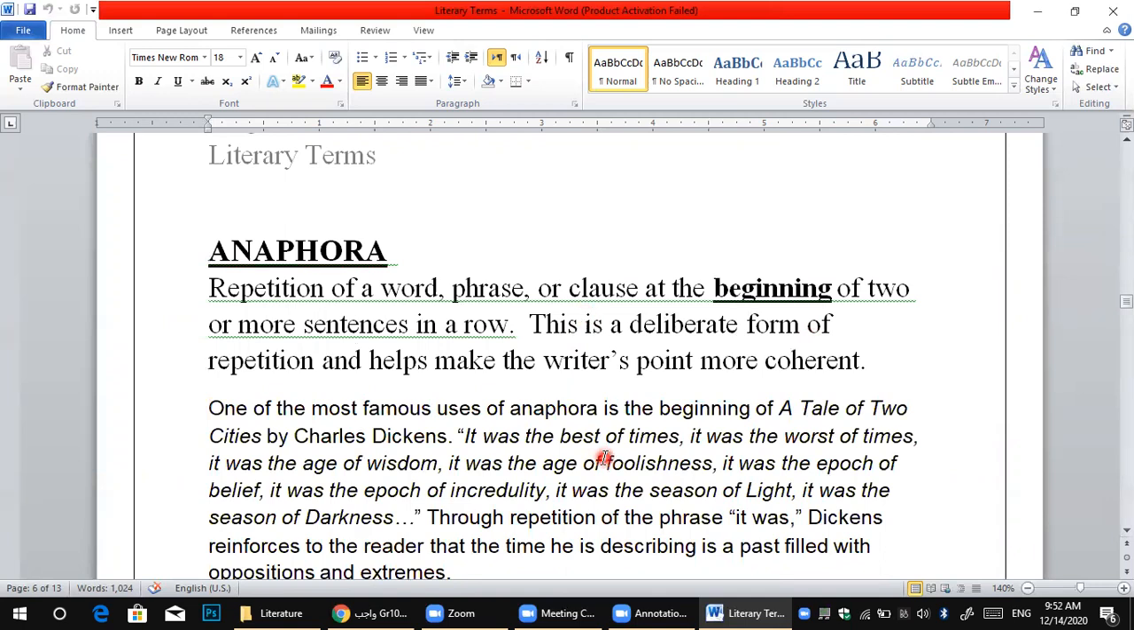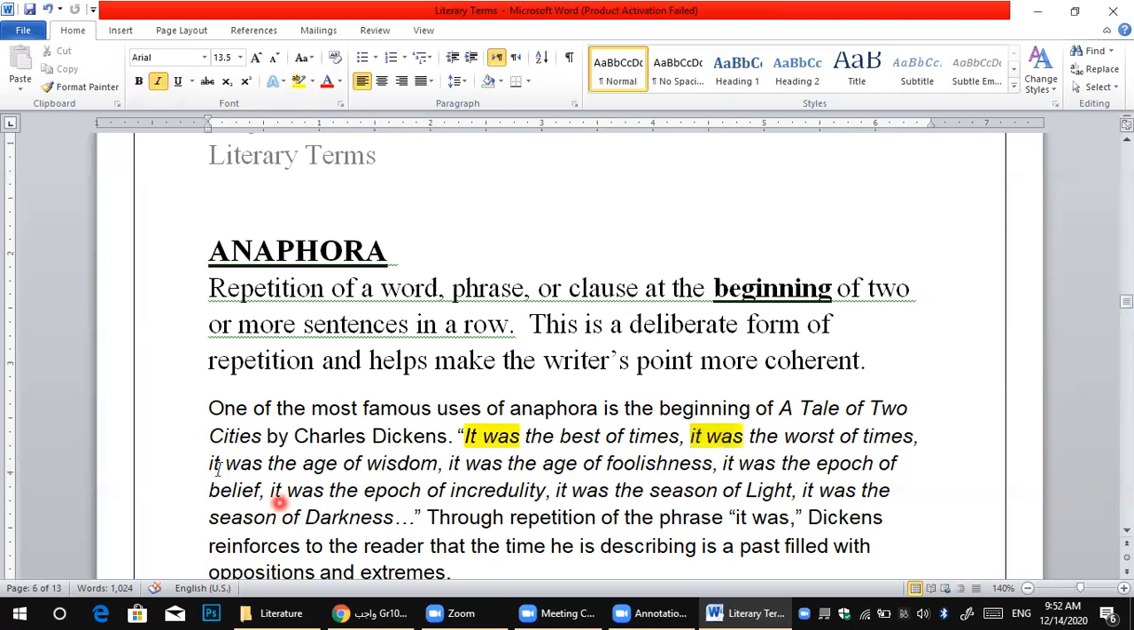For example, when the author says, "It was the best of times, it was the worst of times, it was the age of wisdom, it was the age of foolishness." Here he repeats "it was" at the start of each phrase. Why does he repeat it? Because it's an anaphora. He tries to emphasize a meaning to deliver to the reader. So this is called anaphora.